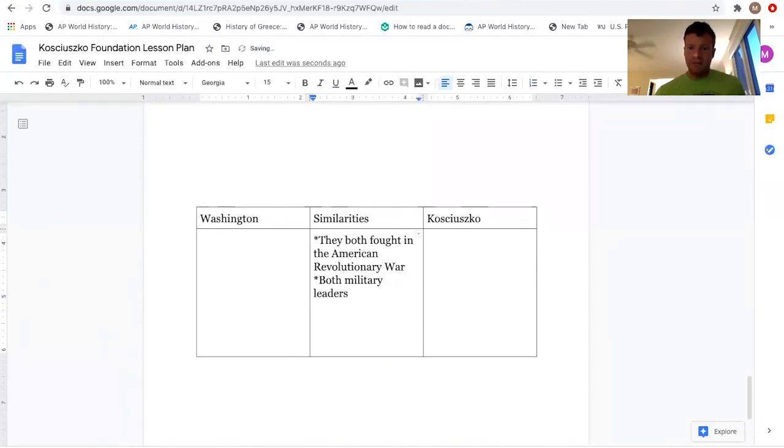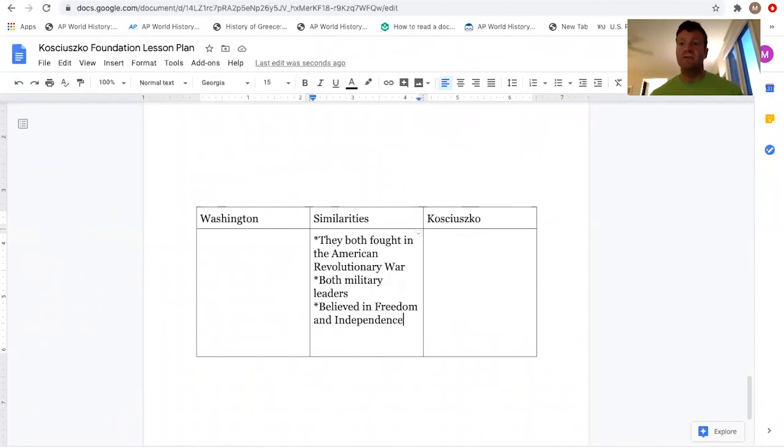What else did they do? They both shared the same value, believed in freedom and independence. Kosciuszko fought for freedom for Poland from their enemies, and in this case, George Washington also fought for freedom for the American government and the American nation. So they both wanted freedom and independence for their respective countries.